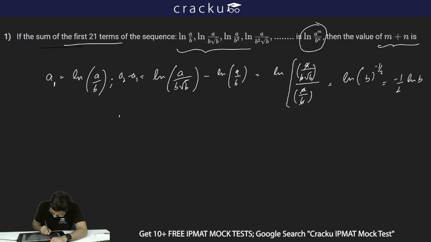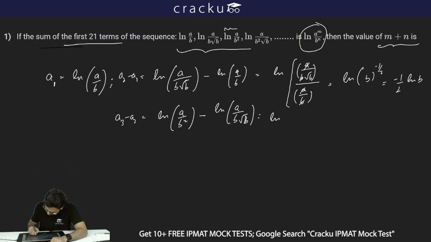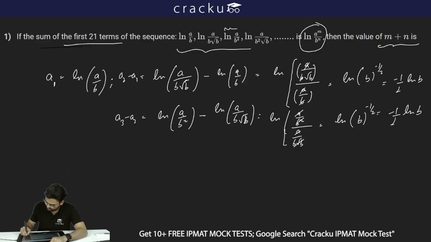Now if I do a3 minus a2, a3 minus a2 is ln(a/b²) minus ln(a/(b√b)). So this will be equal to ln of (a/b²) divided by (a/(b√b)). The a and a get cancelled, and the b√b and b² will again give ln b to the power minus 1/2, thus minus 1/2 ln b. So we can see the difference is same. The common difference is same, that is a2 minus a1 is equal to a3 minus a2 is equal to a4 minus a3. This difference is constant.